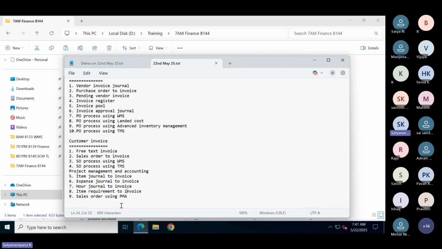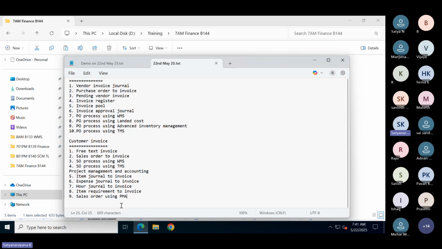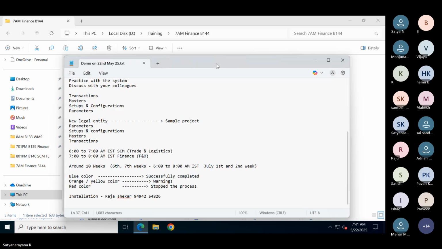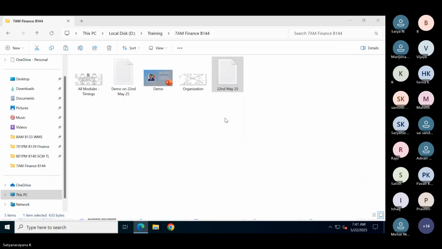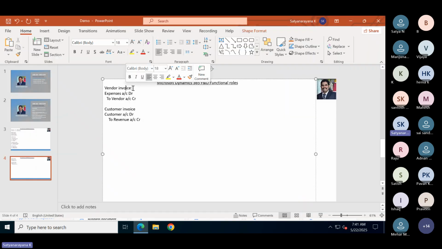So vendor invoice can be executed in 10 different ways. Customer invoice can be executed in 9 different ways. Now you are learning the first topic, vendor invoice journal and free text invoice. These two topics you are learning now. Vendor invoice journal.